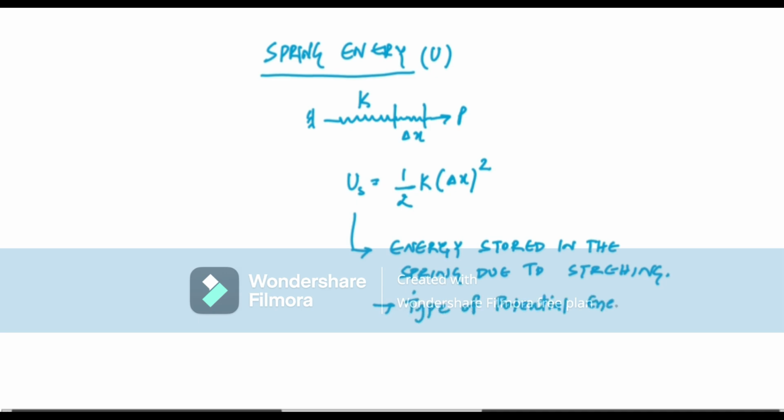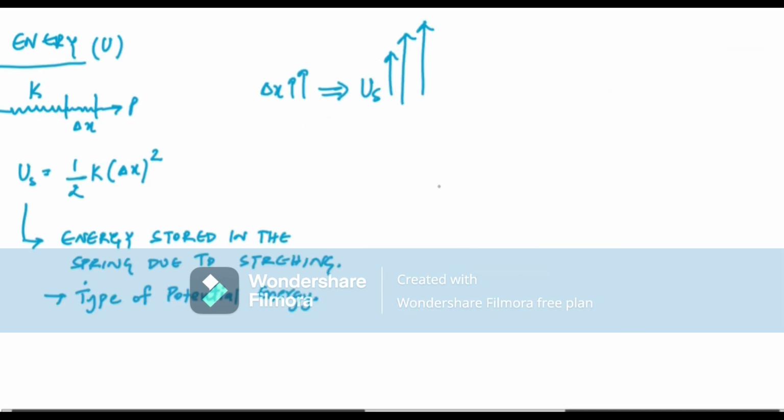That is its formula. The more you pull it, the more energy you will store, and the relationship between force and energy here is x squared. So I think it's parabolic. So the energy will increase. The energy is proportional to the square of the distance the spring has been stretched.